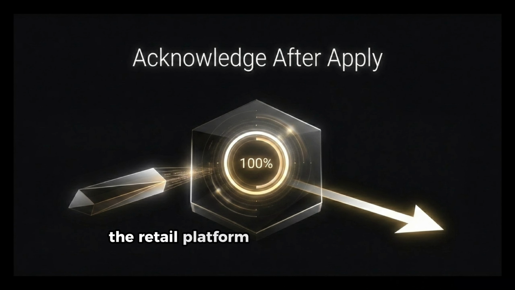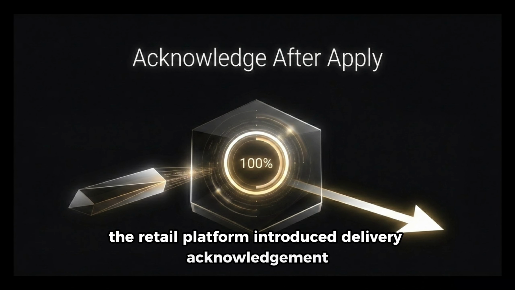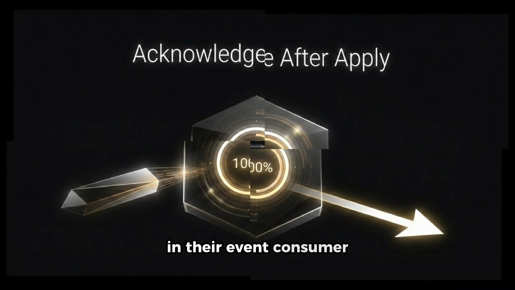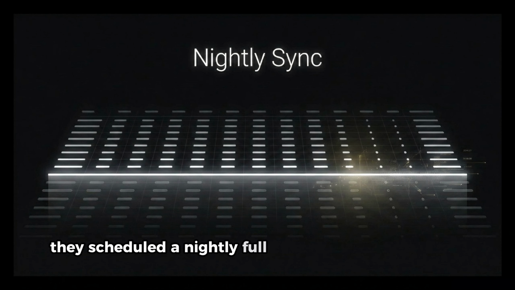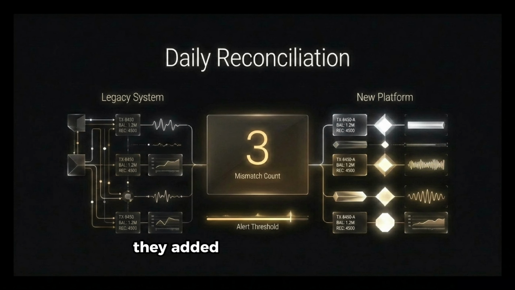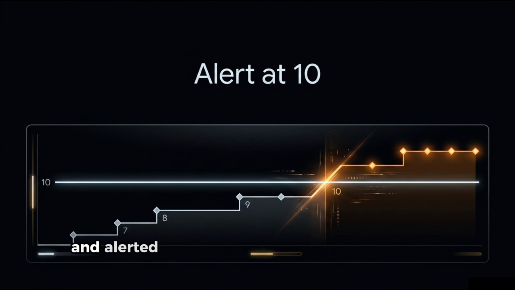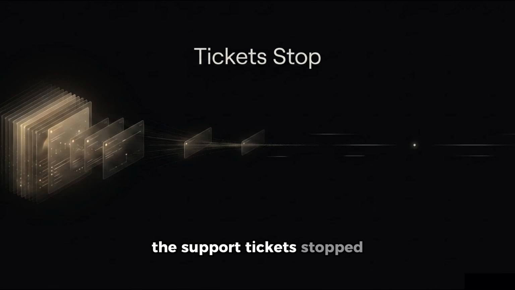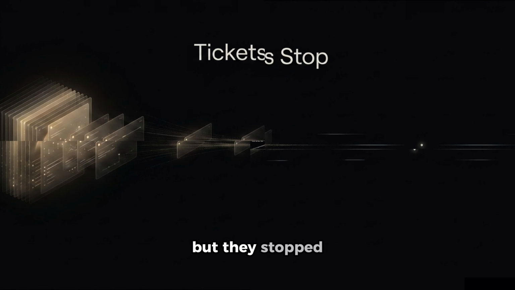The retail platform introduced delivery acknowledgement after application, not after receipt, in their event consumer. They scheduled a nightly full resync of checkout prices against the master catalog. They added a daily reconciliation that counted price disagreements and alerted when the count exceeded 10 records. The support tickets stopped. Not immediately. It took several days for the backlog of drifted records to clear, but they stopped.